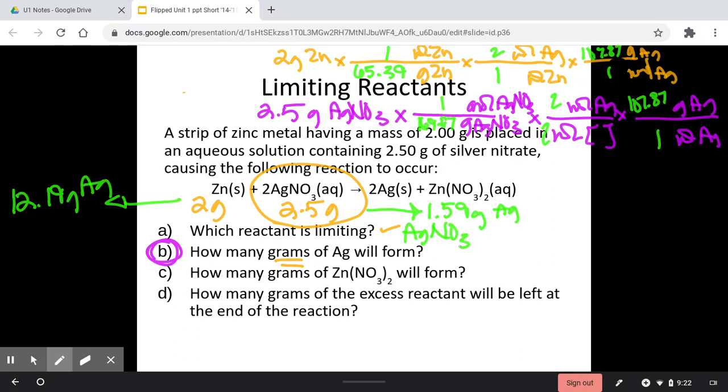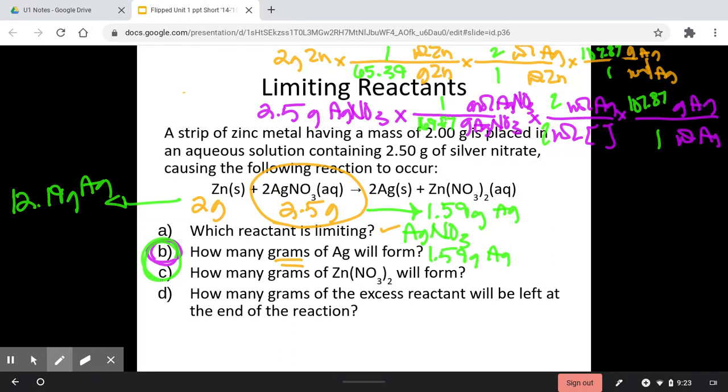Which reactant is limiting? Well, the one that runs out first is going to produce less silver. And so that one is going to be silver nitrate. Silver nitrate's going to run out when we have only produced 1.59 grams of silver. Can zinc make more? Yeah, it can, but not without silver nitrate. How many grams of silver will form? Well, 1.59 grams of silver will form. Thank you so much for asking.